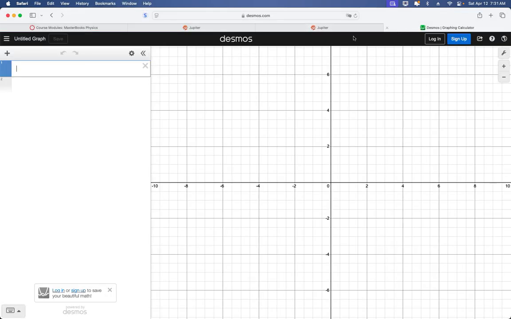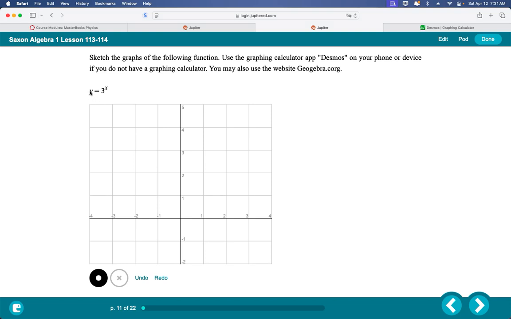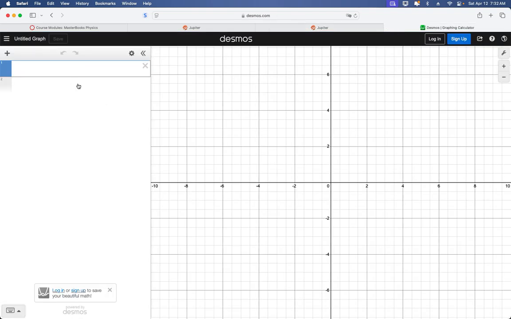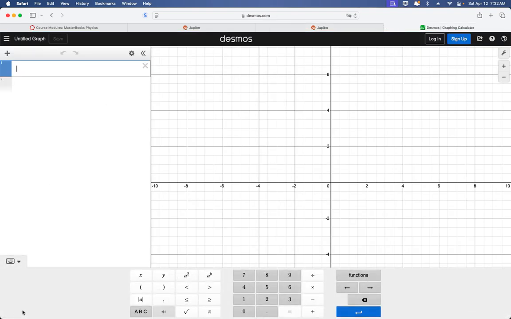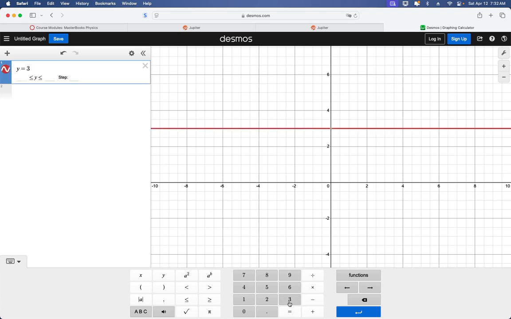It has a website. So what you can do is you can actually just take this right here. Let me see if it'll let me copy it. It sometimes will let me copy it. If it doesn't let you copy it, that's okay. You can come over here and you can just type. You can get your keyboard to show up here. And it is y is equal to 3 to the x power.